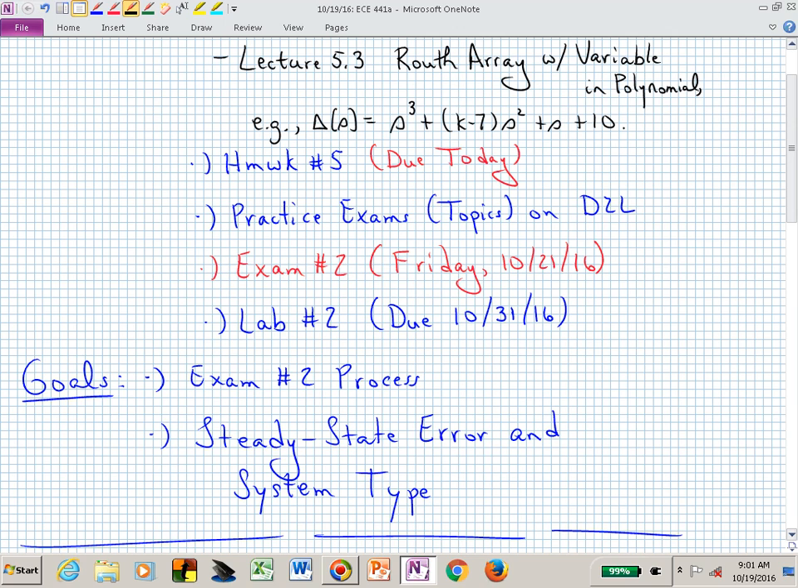Today what I want to do is just remind you of the exam number 2 process, and then we'll talk a little bit more about steady state error and system type. I think I've mentioned system type in passing, but I want you to become more familiar and comfortable with that. System type really is keeping track of how many integrators you have in your forward path in your block diagram.